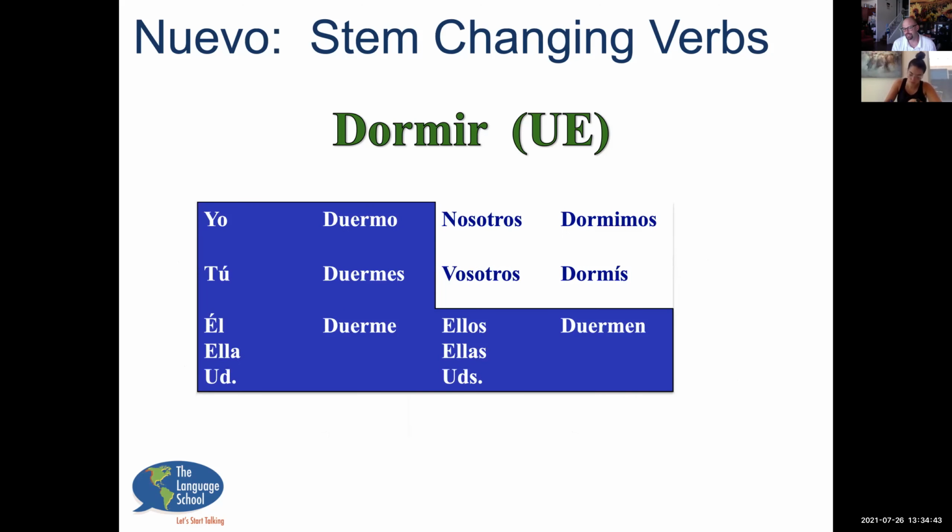So again, these are referred to as boot verbs because you can draw a little boot around the verb chart there. Can you go back? Oh, dormimos, okay? Sí, duermen. Okay, gracias.